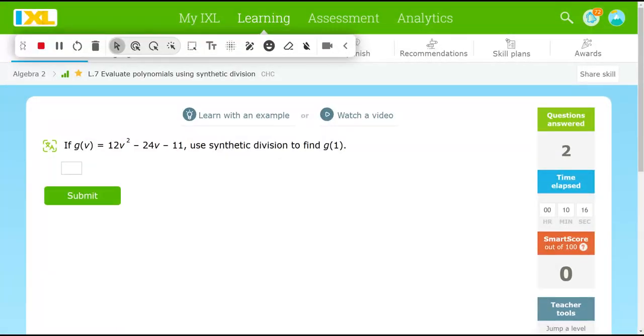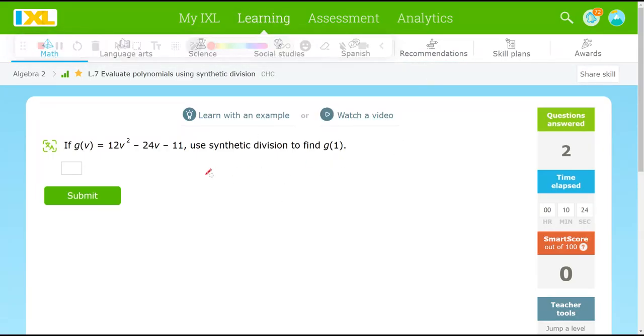Evaluate polynomials using synthetic division. Okay, so here we go, let's start it. Pay attention, we need to find g of 1, okay? So this number 1 right here, you rewrite number 1 right here, exactly the same. So make sure you take the same.